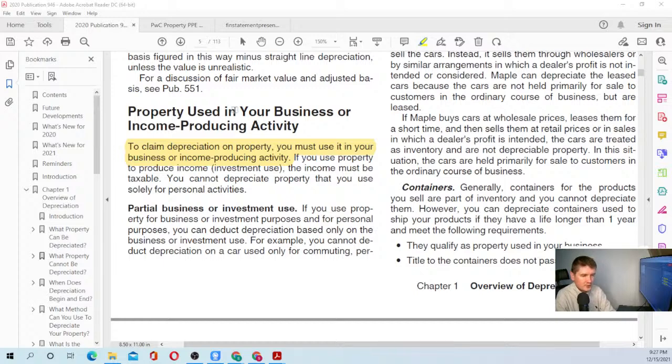Okay, property used in your business or income producing activity. To claim depreciation on property, you must use it in your business or income producing activity. So sometimes, if you buy some car, even if you buy it in your business name, but if you use that car for personal purposes, like personal travel, you cannot expense. So it is prohibited by IRS guidance to expense those costs.